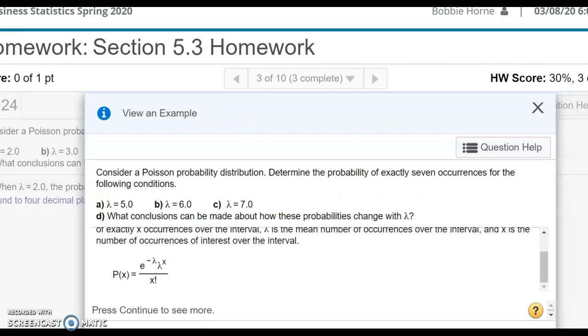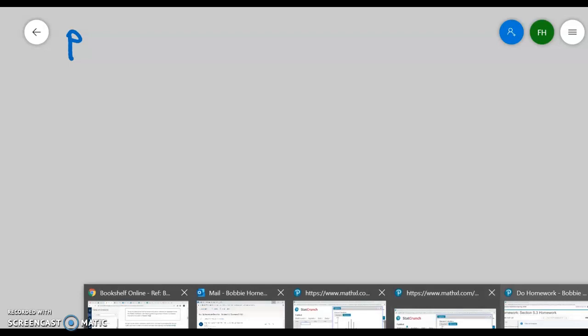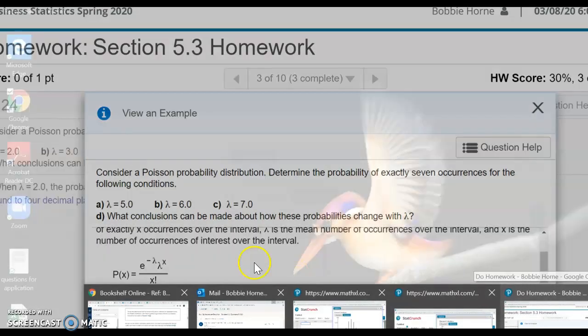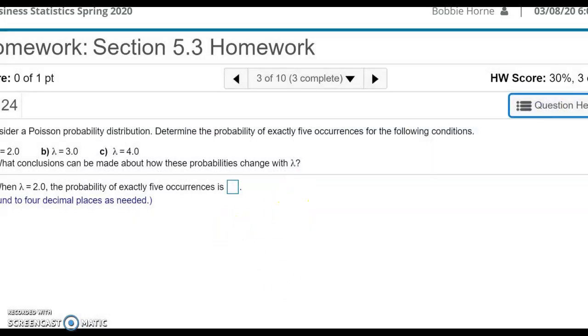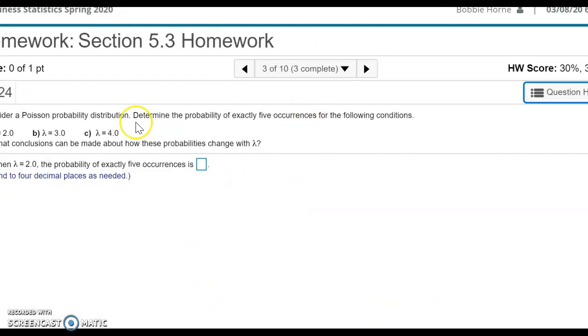Okay, so on this one, it's actually wanting us to use the formula. It did not provide us a table, so that's kind of how I knew that I would plug into the formula. So we're doing the probability of 5 occurrences where the mean is 2.